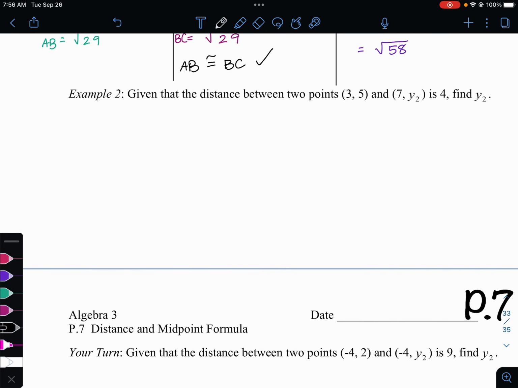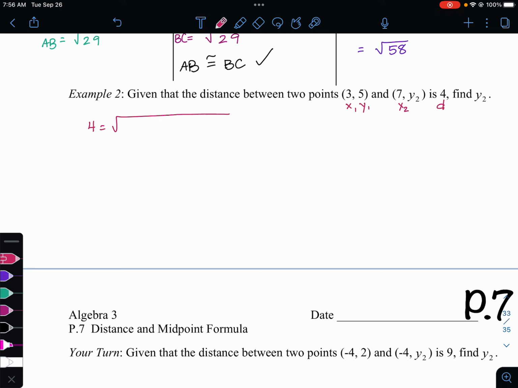Sort of upping the difficulty just a little bit. It says, given that the distance between 2 points, (3, 5) and (7, y), is 4, we have to find y sub 2. So they told me the distance was 4. So I'm going to substitute that in for D, label my ordered pairs. That one already has a y2. And now substitute everything in like normal.